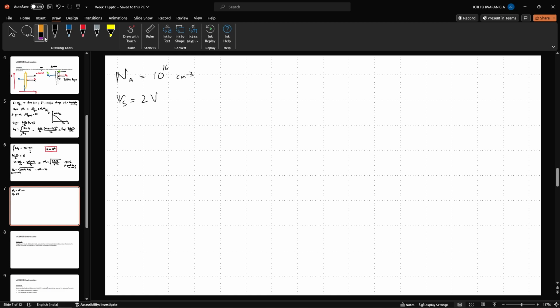Although 2 volts is too high. Because let me say psi s is 0.5 volts. Yeah, that is more appropriate. And we know epsilon s is 10.8 epsilon naught. So this is the dielectric constant of silicon. So we are considering doped silicon over here.